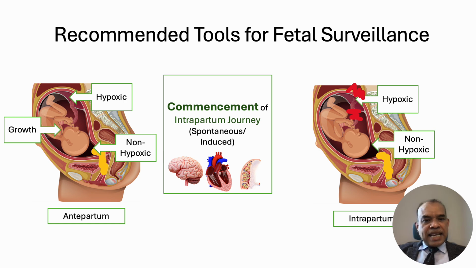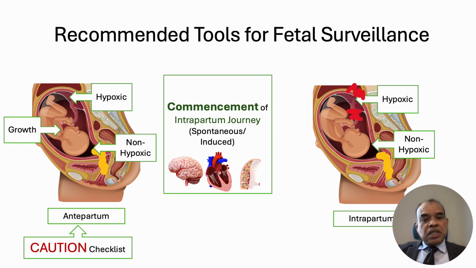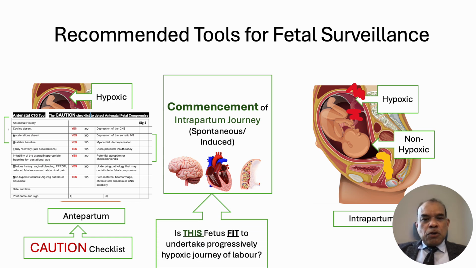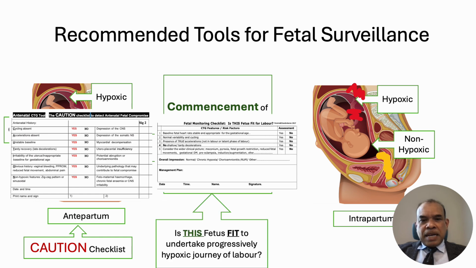So let me finish by saying we have 3 tools in the guideline. The first one is the caution checklist that is to be used in the antenatal period when there are no repetitive contractions. We are looking at both hypoxic and non-hypoxic causes. Whereas as the fetus is coming to us with the onset of stress or for induction of labor, we use the "Is this fetus fit to undertake the journey of labor?" to assess the brain, heart and the placenta by using the fetal monitoring checklist.